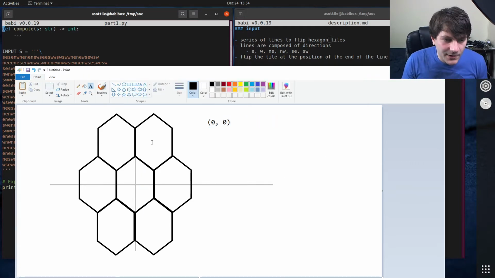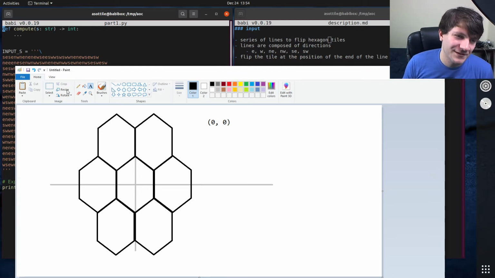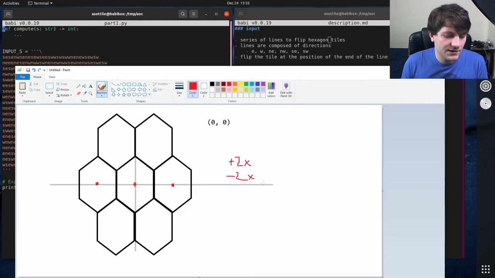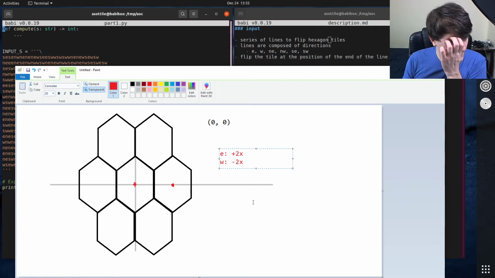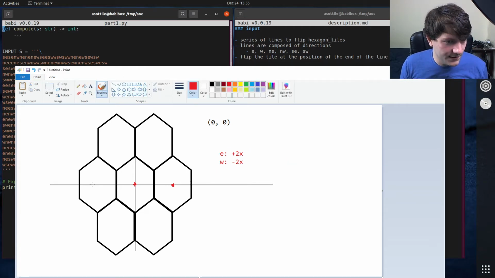The way that I represented this is by using an arbitrary unit for each of the positions here. So in order to move east, what I did was I moved just 2 units to the left and represented that as the center here. So we're starting from here, and we're moving to here. And so I represented that as just plus 2x. And for west, I represented that as minus 2x. I shouldn't do this as we should do this as text. So east is plus 2x and west is minus 2x. Let me draw that here.